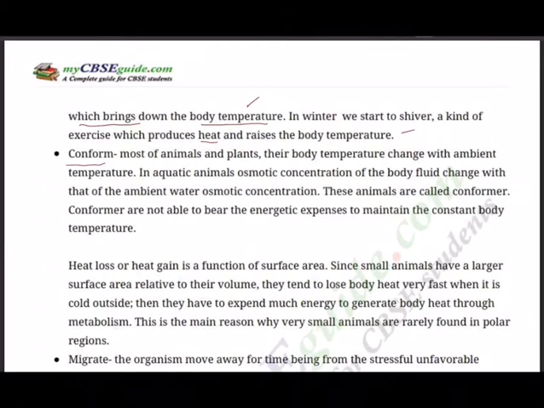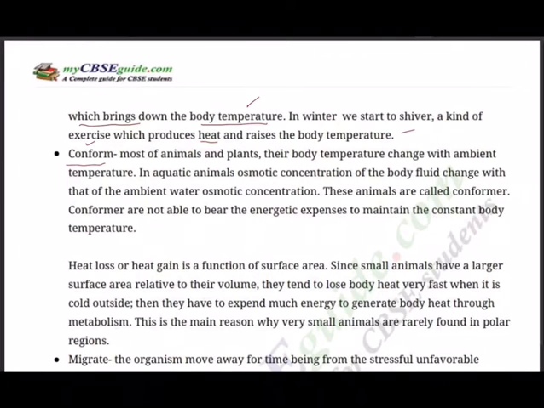Most of the animals and plants, their body temperature changes with ambient temperature. That means as the environmental temperature goes up, some of the animals like the camel can increase its body temperature. And at night, when the desert temperatures fall drastically, the camel can bring down its body temperature to almost at par with the outside temperature. Plants also do that. So such animals where there are fluctuations in the body temperature depending upon the environmental temperature are called conformers.